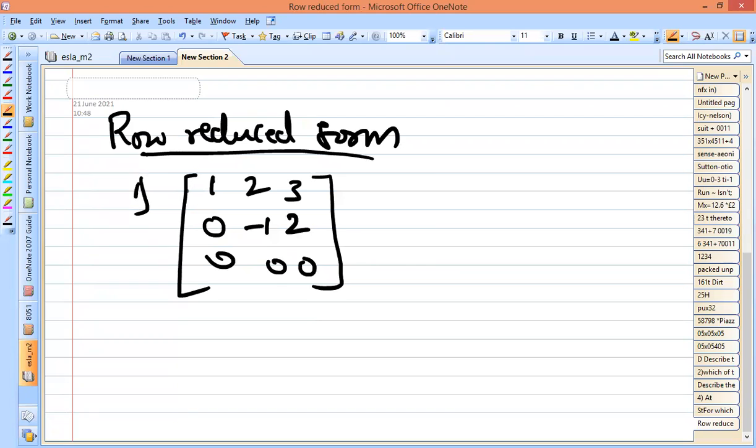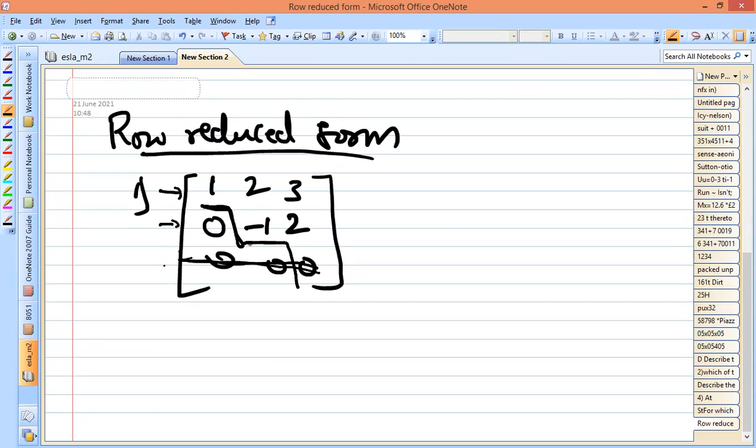Whenever we obtain such a matrix, we have to see that it has a row of 0 at the bottom. Here you can see it consists of a row of 0 at the bottom. And also you have to get the staircase pattern of the first non-zero entry in each row. In row 1, the first non-zero entry is 1. In the second row, the first non-zero entry is -1. In the third row we don't have one.